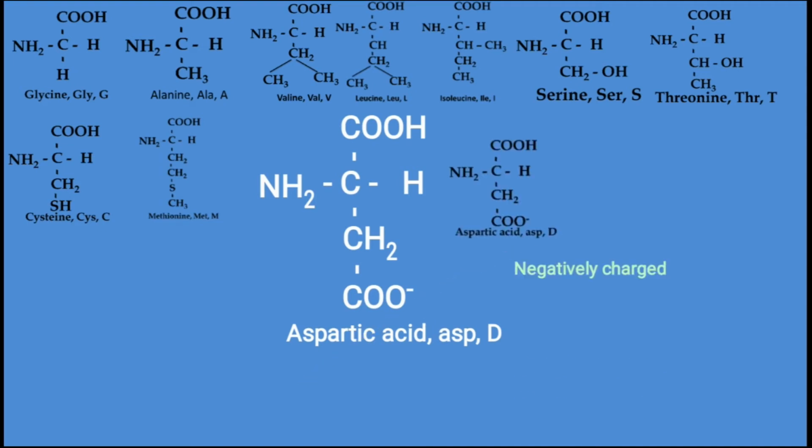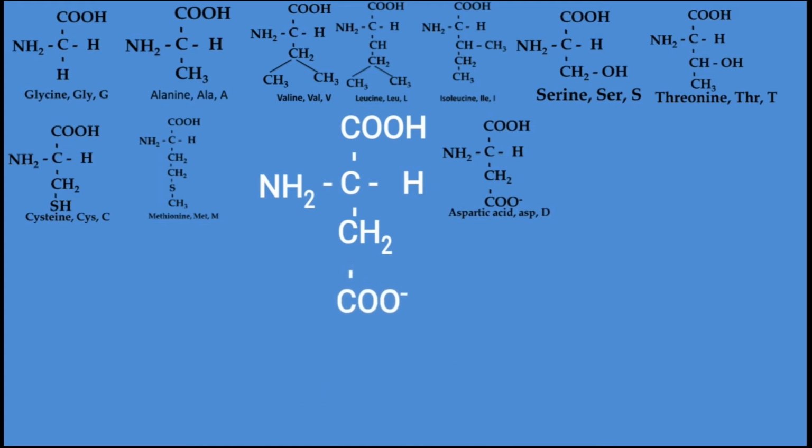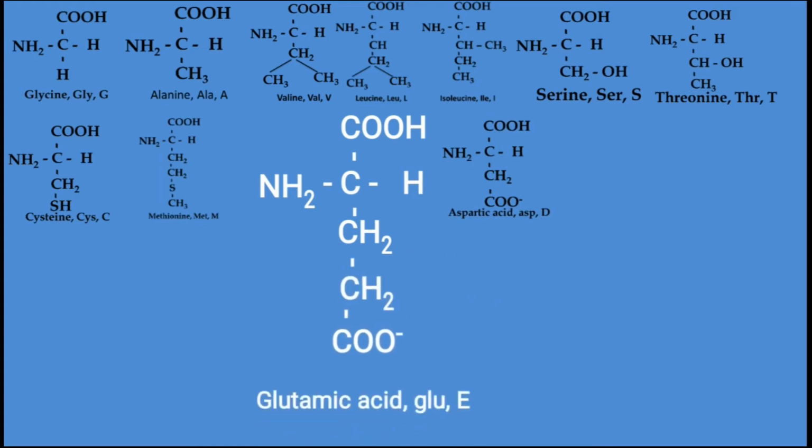The next amino acid is glutamic acid. Here one more methyl group is added, and it is called glutamic acid. This is also acidic in nature, so it is a negatively charged amino acid.